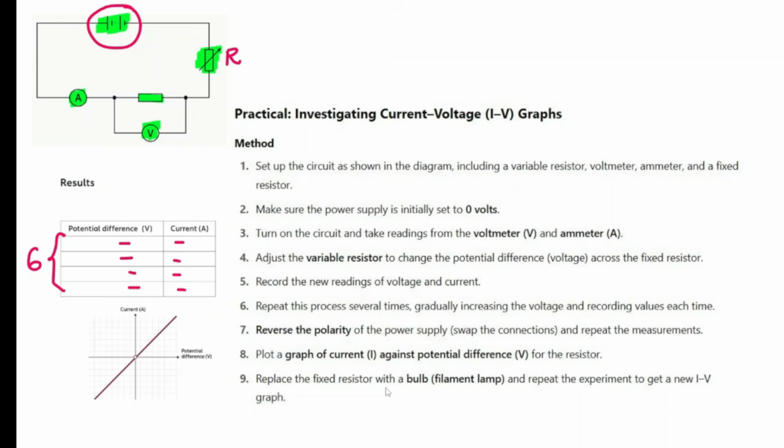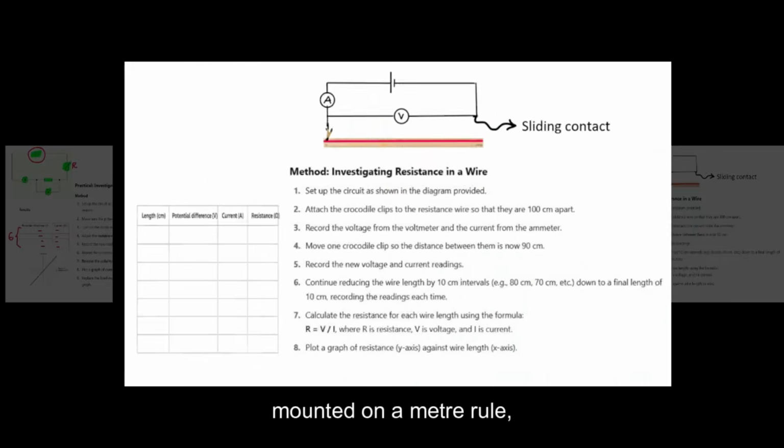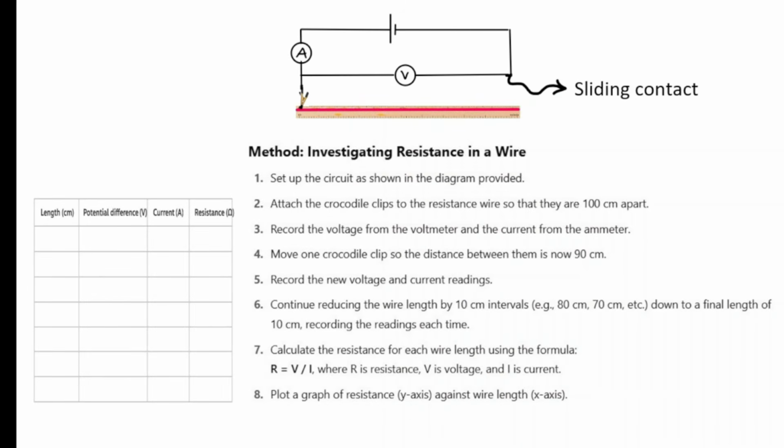You can replace the resistor with a filament lamp, and then you can produce a VI graph for that. Here's the next experiment using a wire mounted on a meter rule. And this one here is what we call a sliding contact. Now first you can connect the sliding contact to the 100 centimeter mark. So you can use the full length of the wire like this. Then you record the length, record the PD and current.